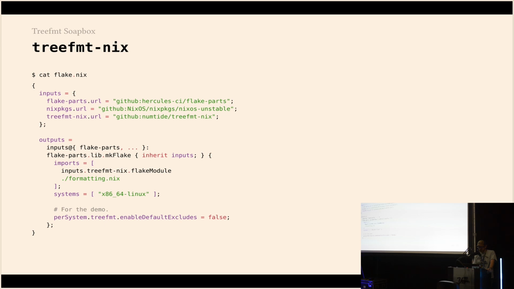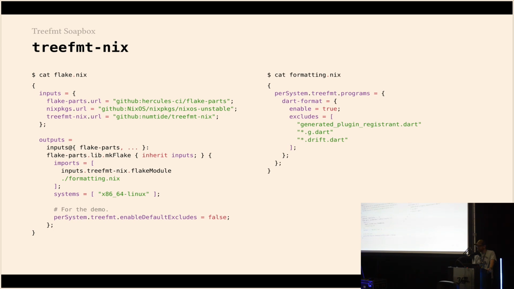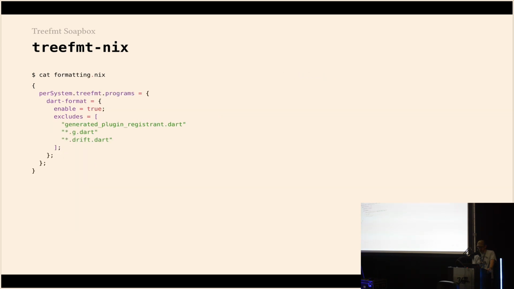So this is just some flake boilerplate because I wanted to show people a complete example. The interesting part is on the right here, this formatting.nix file. So I'll just throw away the boilerplate. So this is the TreeFMT Nix stuff. You basically say, okay, I want to enable some TreeFMT programs. There's one called Dart format. This is all configured with the Nix module system, so this is strongly typed. Like, if you type in the name of some program that doesn't exist, you're going to get a clear error.